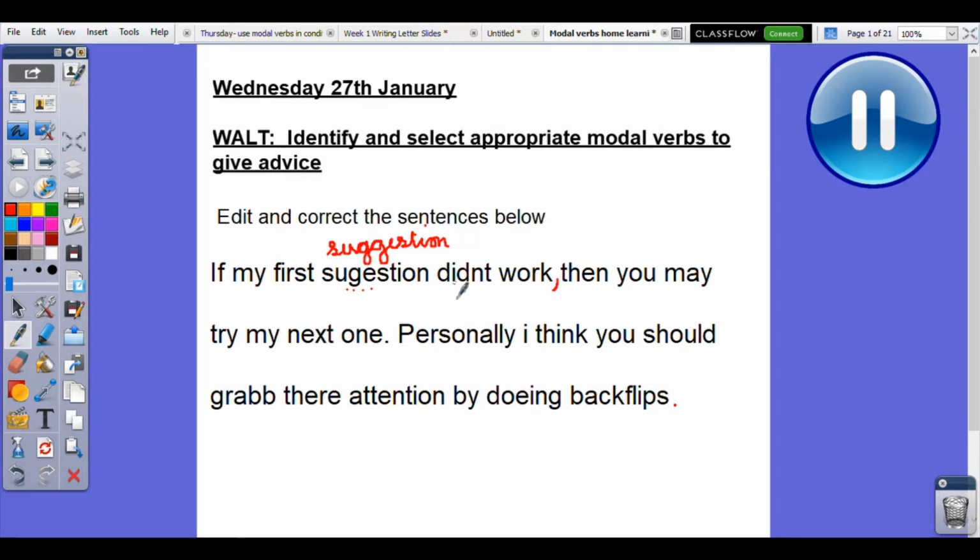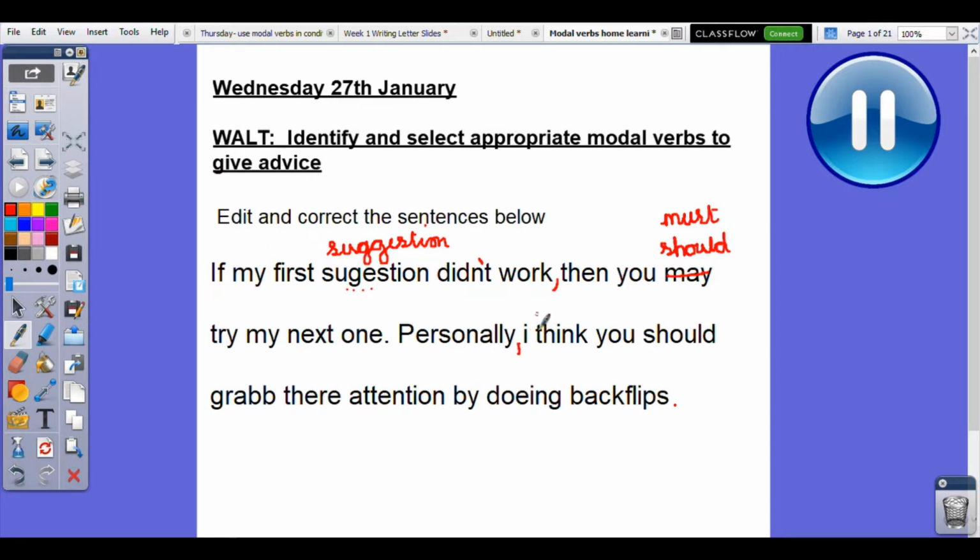If my first suggestion did not work, didn't, we have another contraction. So I need to use an apostrophe here because I dropped the O in did not, didn't. If my first suggestion didn't work, then you may try my next one. You could have kept may, but really I would have changed this. Now, may is a modal verb, and I think that something like should would work quite well here, or must, because I do actually have should just underneath, so maybe must. Then you must try my next one.